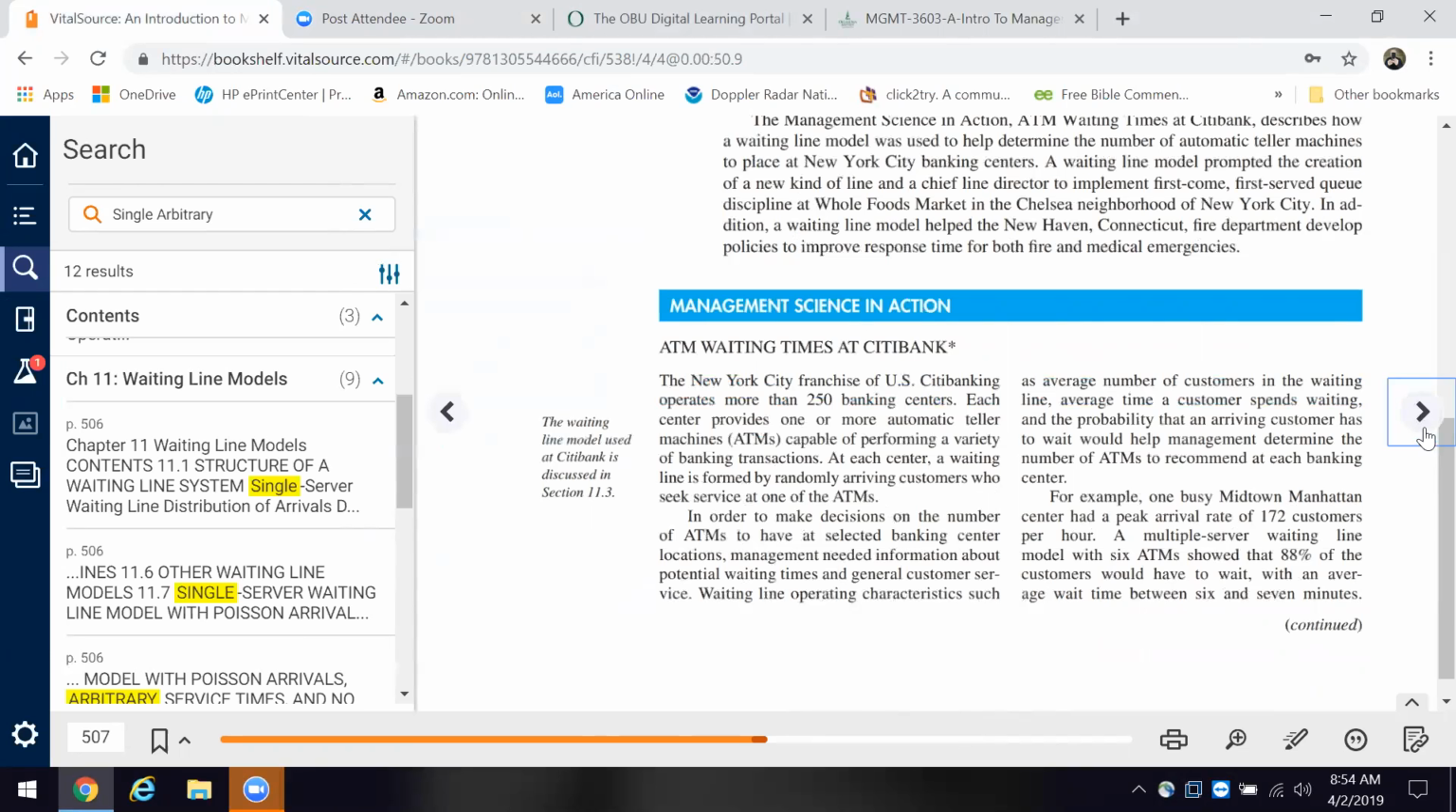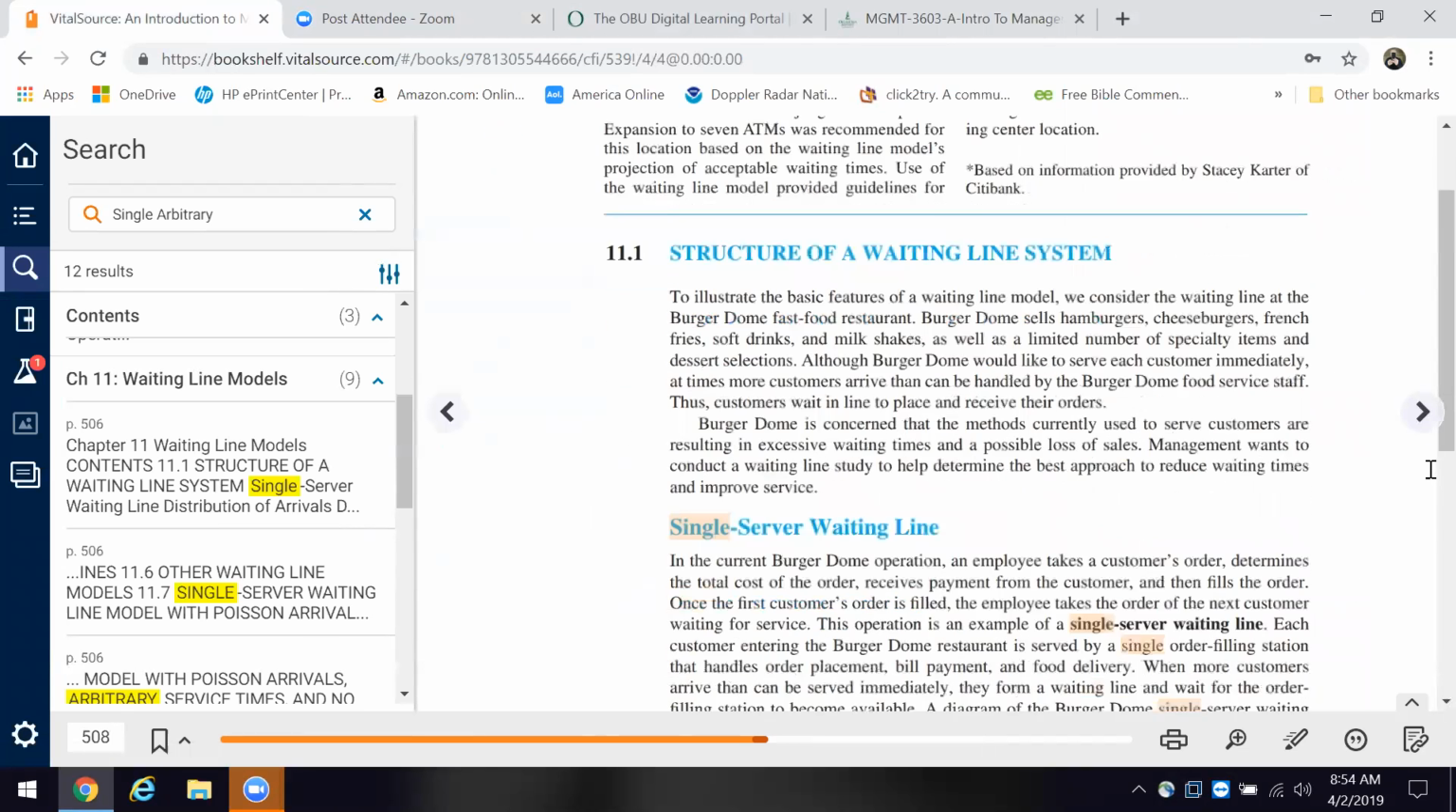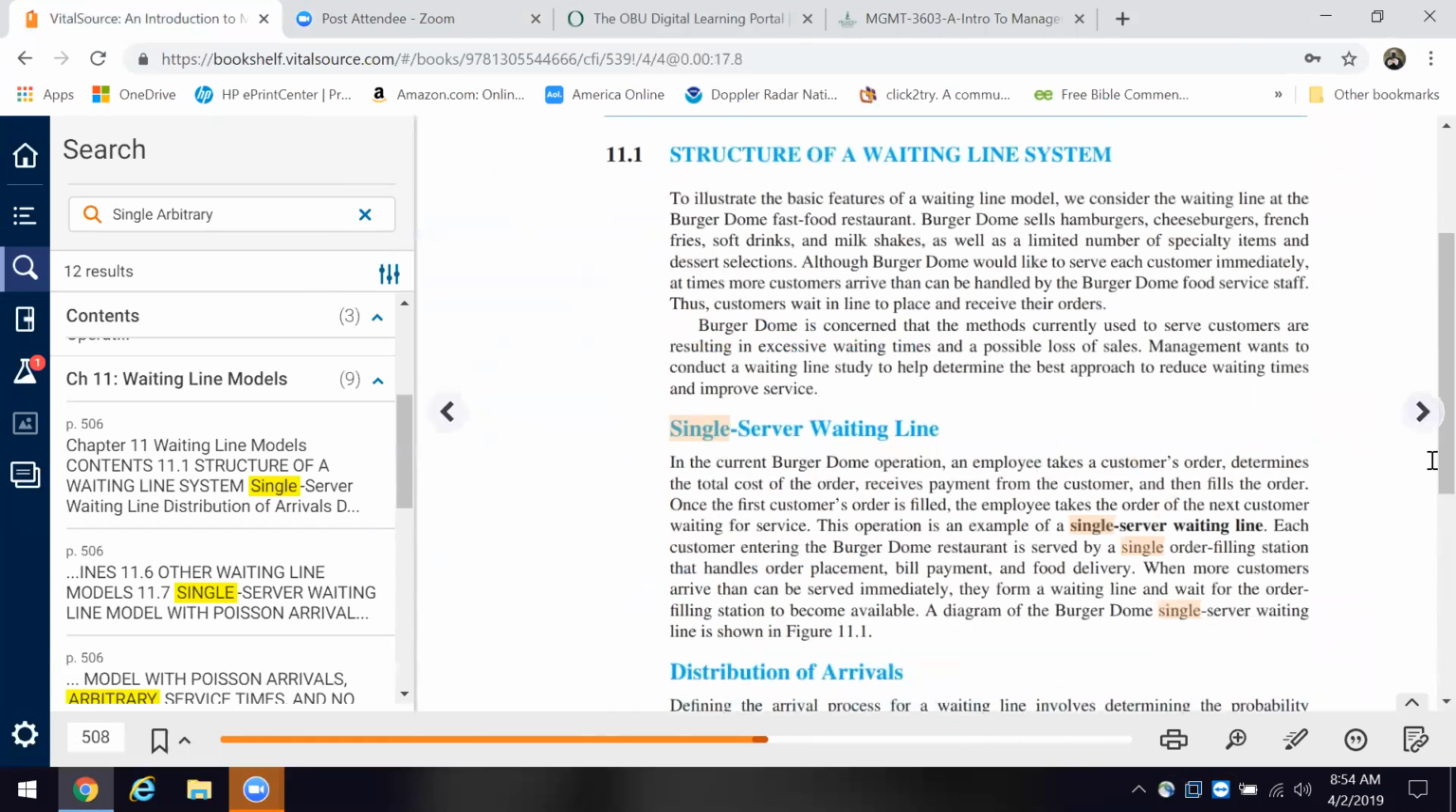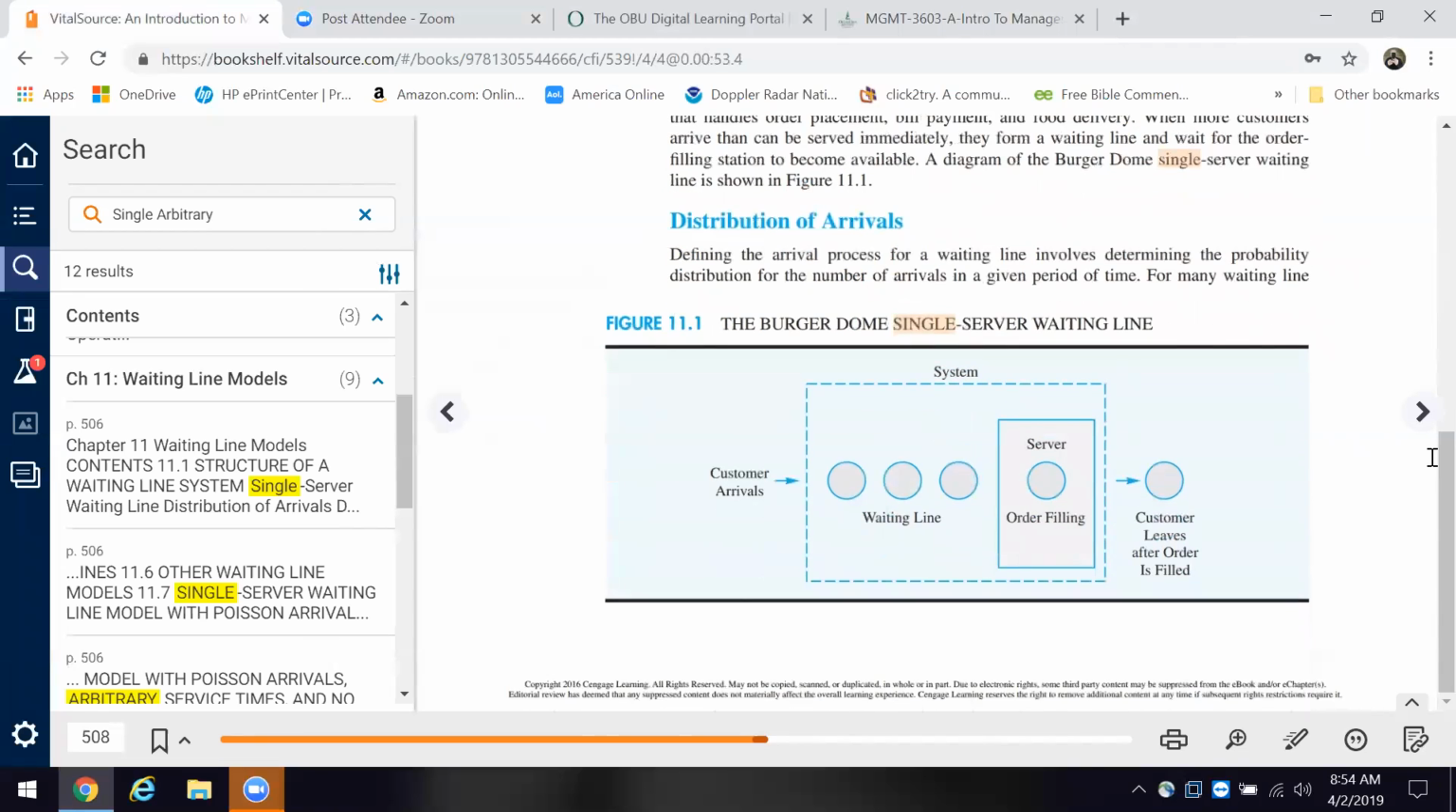Well, here's an example from the ATM waiting line. And this is important because they talk about the structure of a waiting line, and they talk about a single server line. And this is figure 11.1, a model, and it puts into perspective what we're looking at. And so we have our system, our business, and how we serve people. And somebody walks in the door, somebody calls us on the phone, somebody goes to our website, okay? And they come into a waiting line, okay?